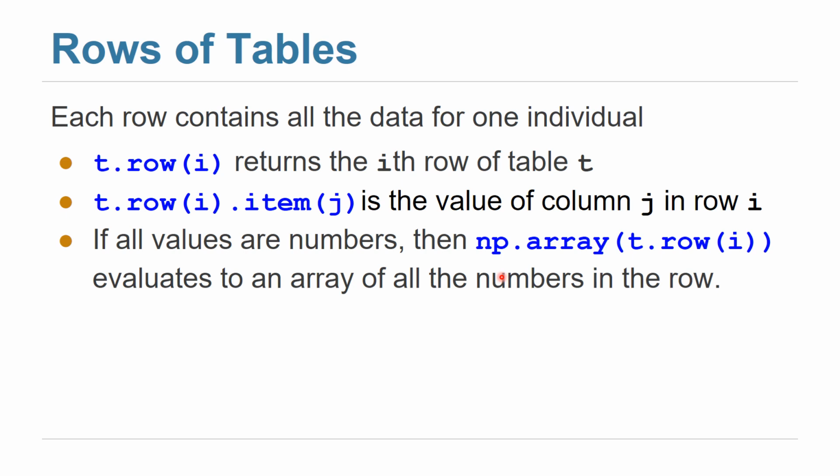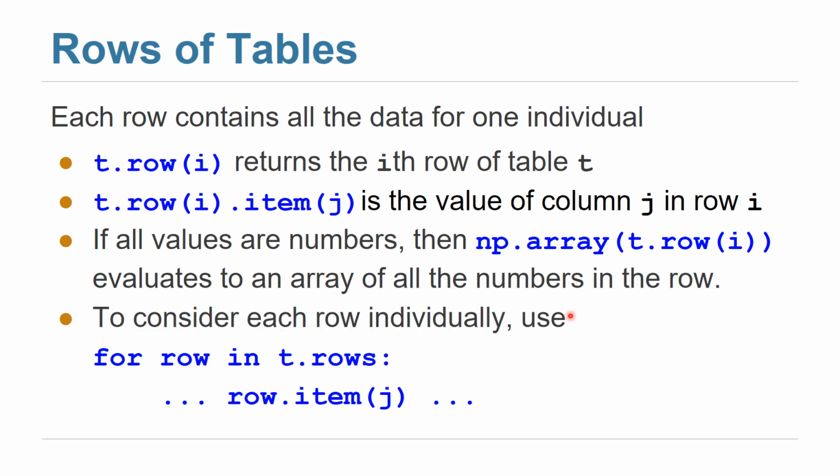Now, if we want to get an array of all the values in the row, let's say that all the values are numbers, then we can use the array function in NumPy. Given the row, it will give us back an array of all the numbers in the row. So if we want to loop over all the rows, we can say for row in t.rows, which will give us all the rows in the table T. Now we can access the row here, we can access the J item, or we can convert it into an array or anything that we want to do with the row.